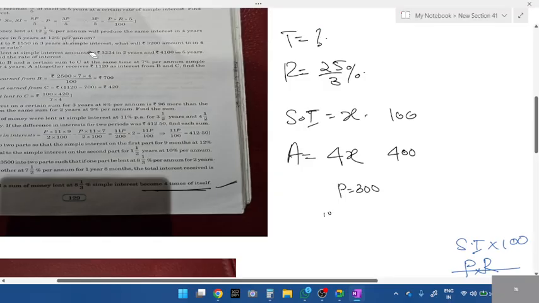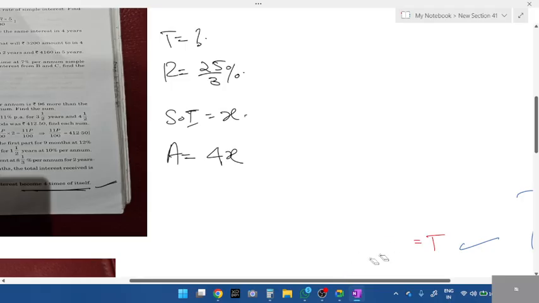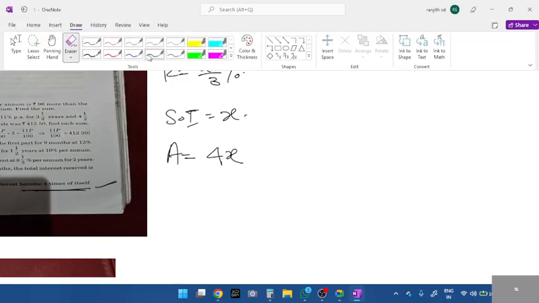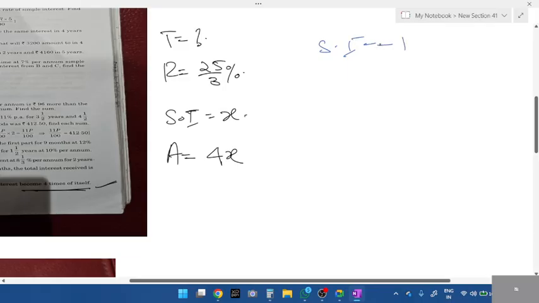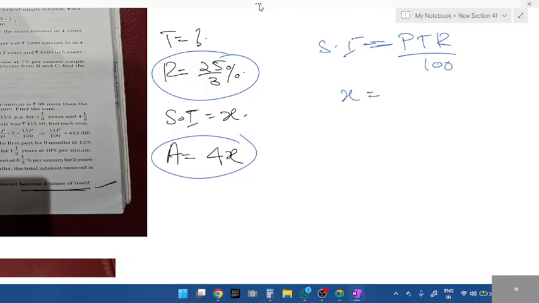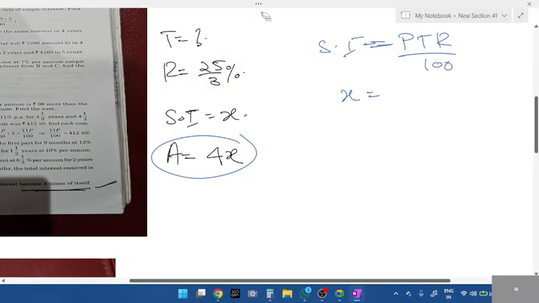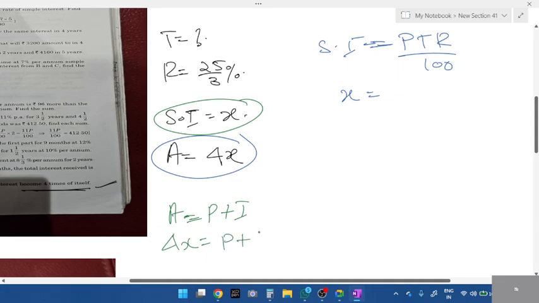Correct. Shall we start solving the question now? We need to find time. What's the formula, students, to find time? Last question. All of you will respond. After this, we'll end the class. Simple interest is equal to PTR by 100. Simple interest is X. Principal, okay, we don't know what principal is. When amount and interest are given, how do you find principal, students? What is the formula between simple interest and amount? Amount is equal to P plus I. Amount is 4X, principal P, interest is X. If you want to find principal, what goes to the other side?